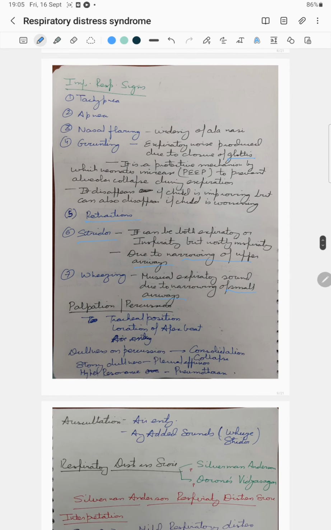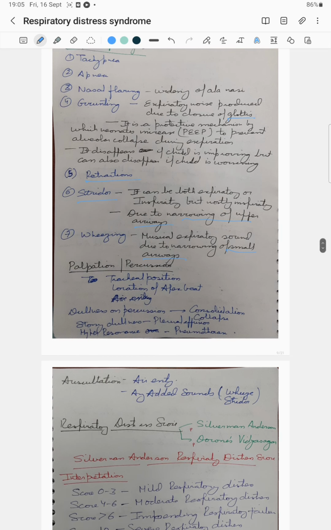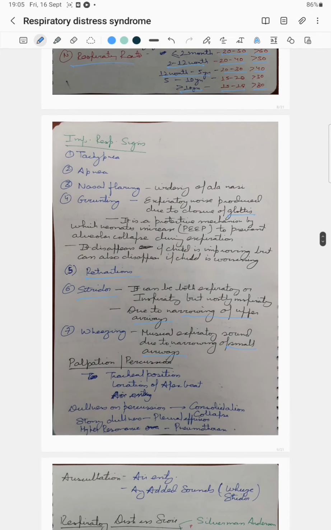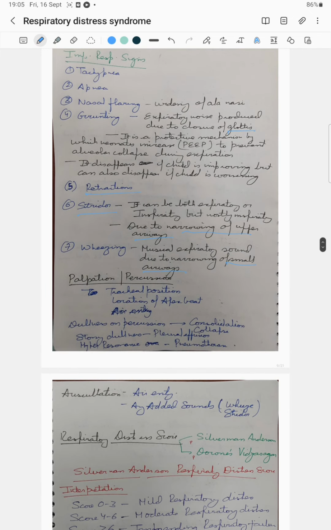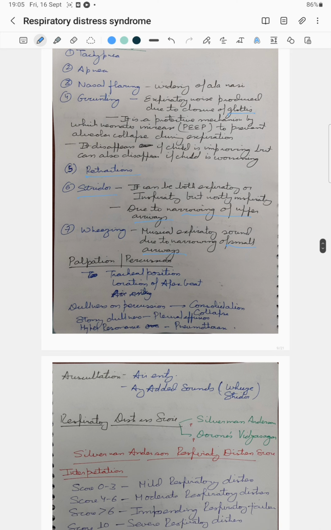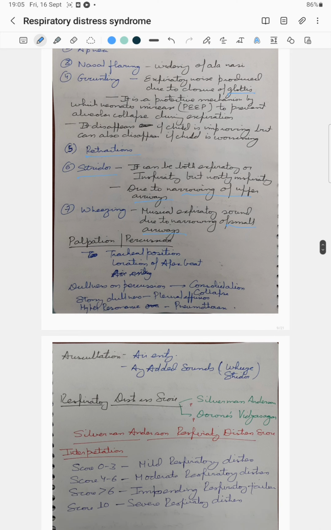Okay. What are we going to see in palpation and percussion? This was inspection. The above features which I told you all were in inspection. Now we are going to see palpation and percussion. In that we will see the position of the trachea. Normally in a collapsed lung, in consolidation, in pleural effusion, the position of the trachea changes. This we have to see.